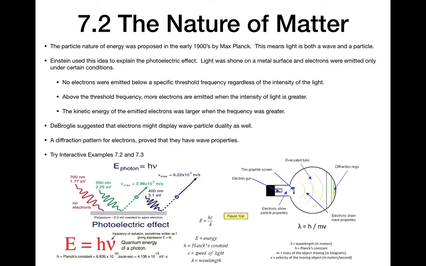So the idea of electrons having wave properties was tested in the 1930s by Davisson and Germer at Bell Labs, and they showed that electrons passing through a crystal do have diffraction patterns, and diffraction is a property you only see with waves, and so it proved that the electron does have wave properties.